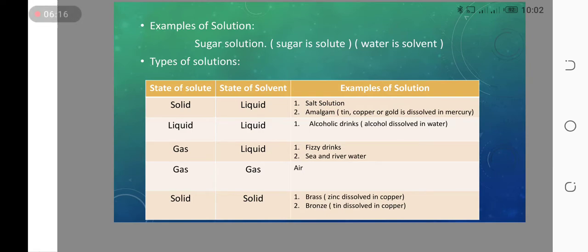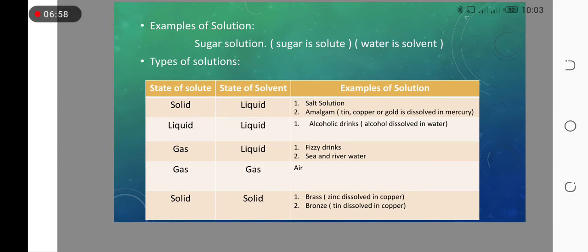There are different examples of these types of solutions, given in the state of solute and the state of solvent. First of all, we will take an example of solid solute and liquid solvent. We are taking solid solute and liquid solvent. So an example of such a type of solute and solvent is salt solution, because salt is in the solid state, and salt dissolves in water, so water is liquid, that is the solvent.